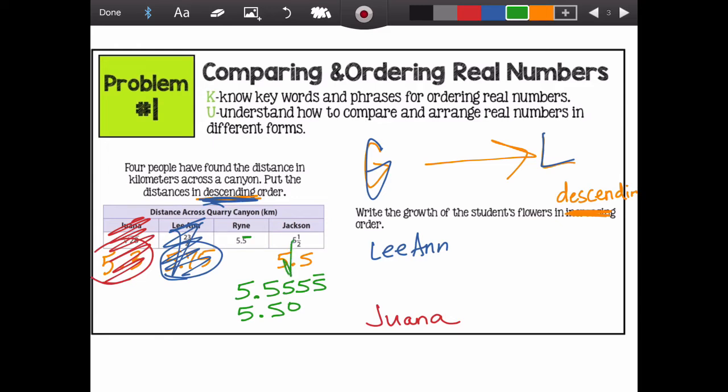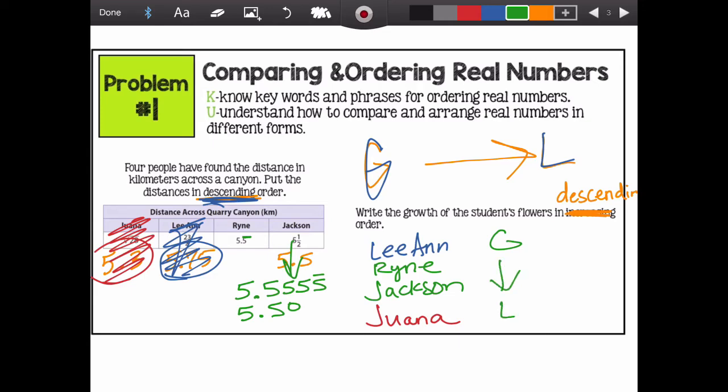Now, if I'm looking at these, 5 and 5/10 repeating is larger than just 5 and 5/10. So Rain is going to be the second largest, and Jackson is going to be here. So now I arrange them from greatest to least.